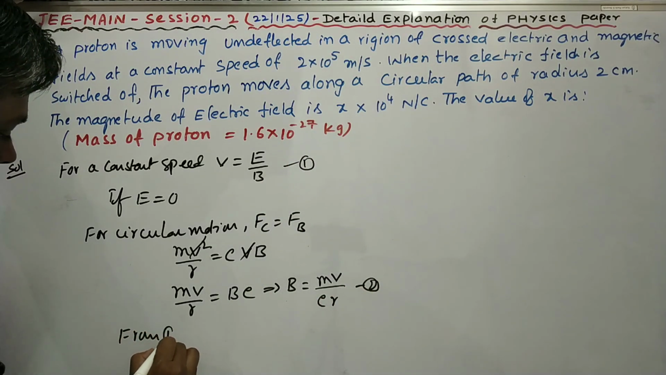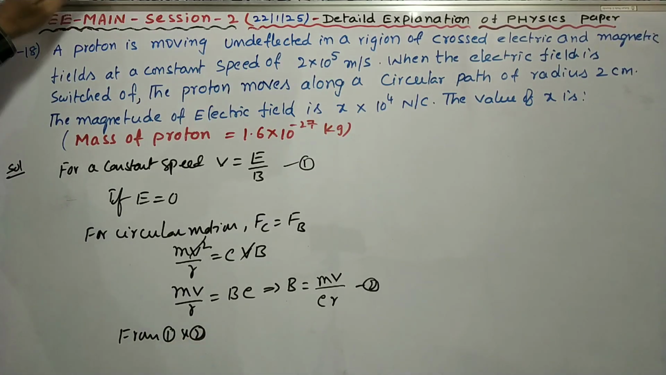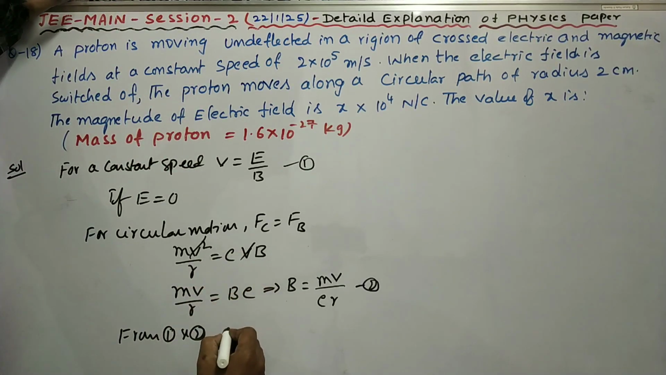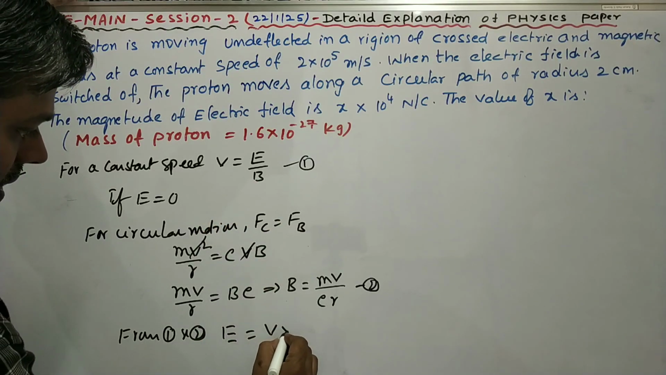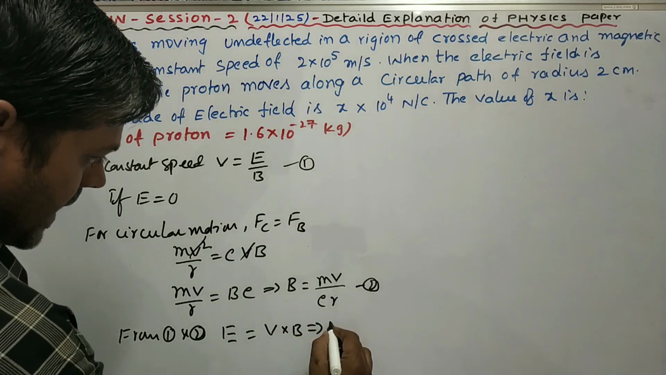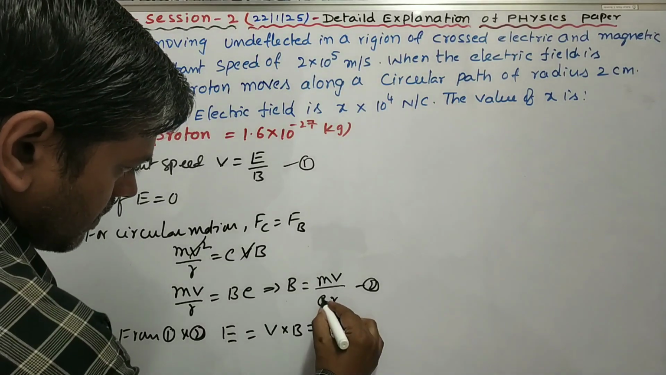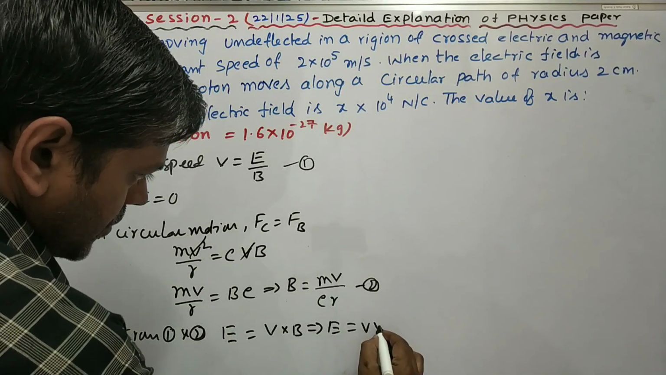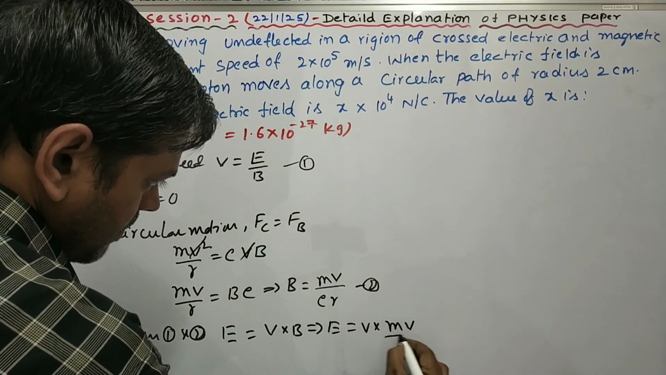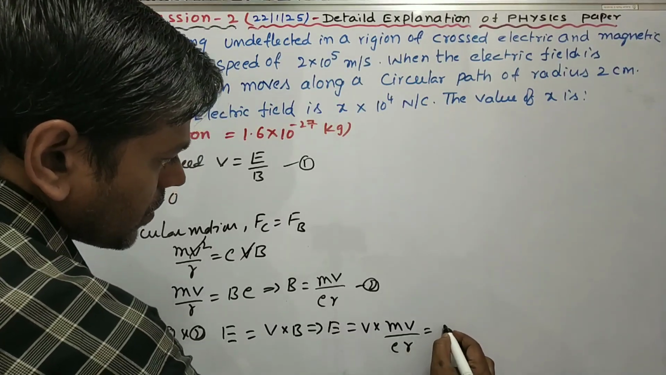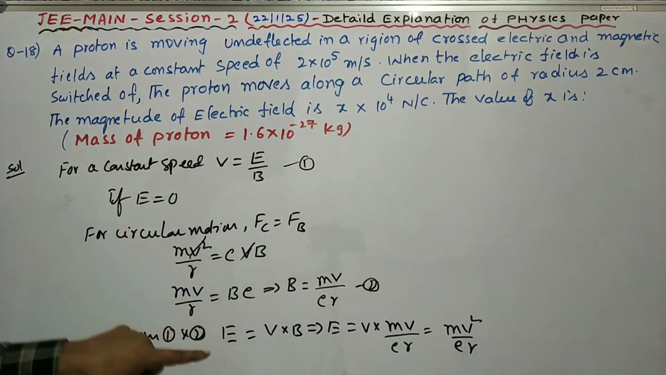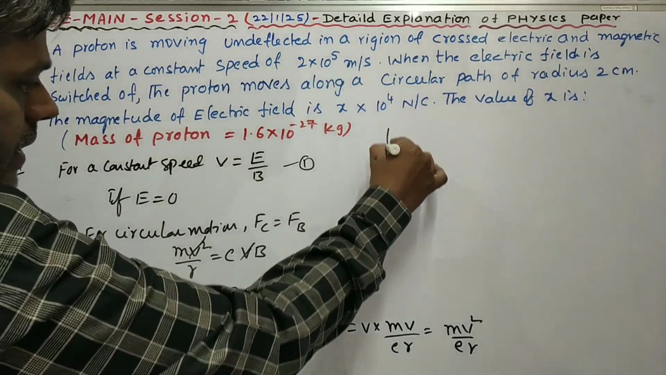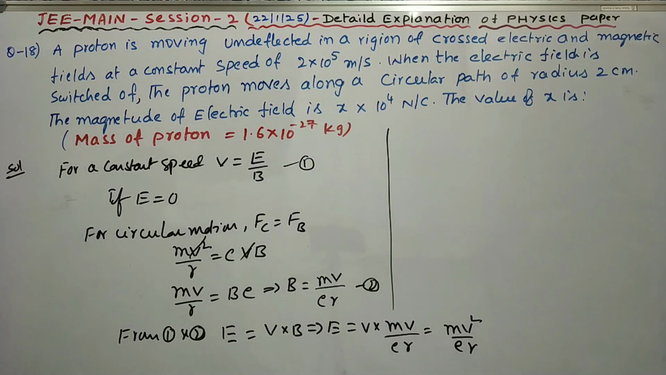From equation 1 and 2, what is being asked? The electric field. So from 1 and 2, you can write E is equal to v into B. That implies E is equal to v into mv by e into r, which is equal to m v squared by e into r. Now you should calculate the electric field intensity value.